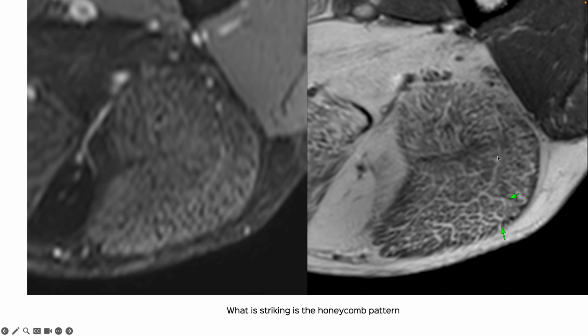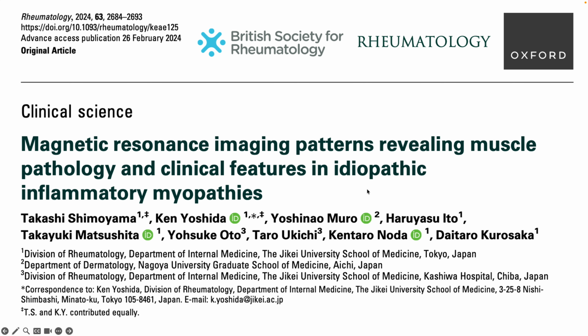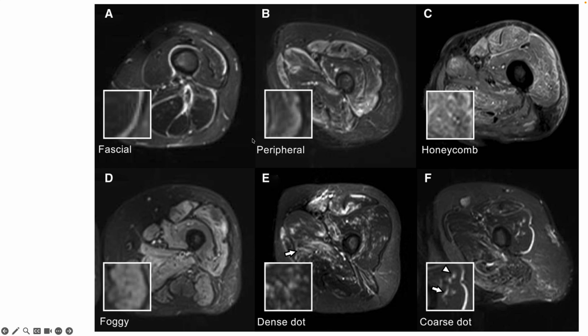And if you blow this up, you get this very characteristic honeycomb pattern where there is high signal intensity with fluid inflammation on the stir image, all encasing or around the various muscle bundles. So again, if we go back to this seminal 2024 paper from the Japanese group that looked at these 6 different patterns of involvement, the honeycomb pattern is one such, and I think the honeycomb pattern I am showing is far better than the one that they've used to document.